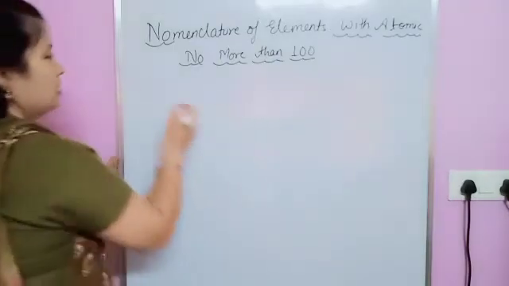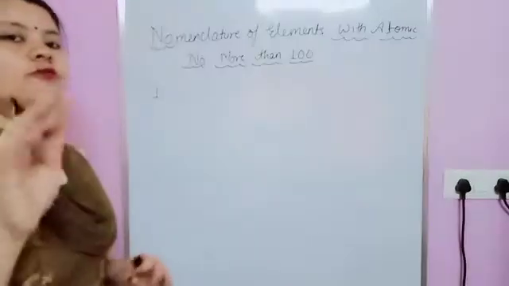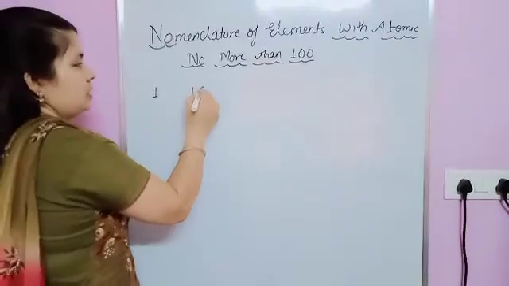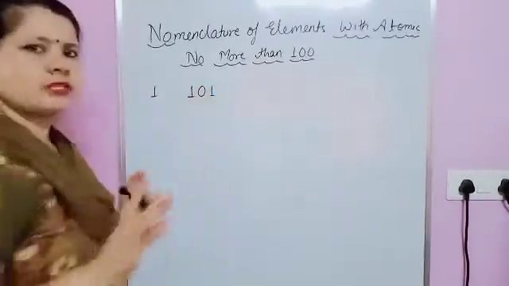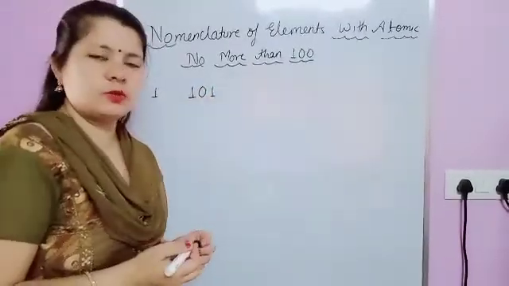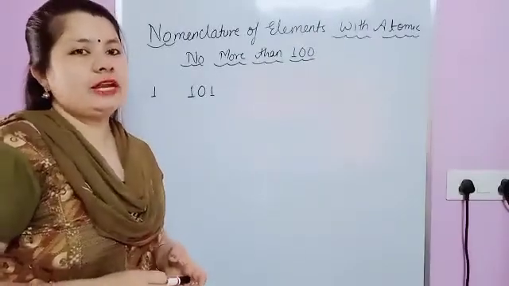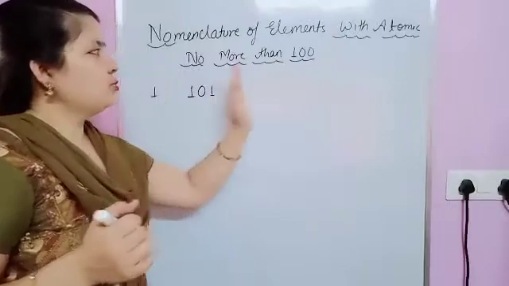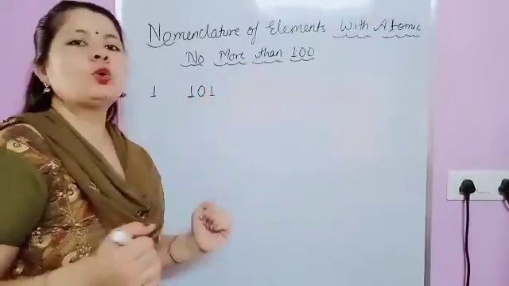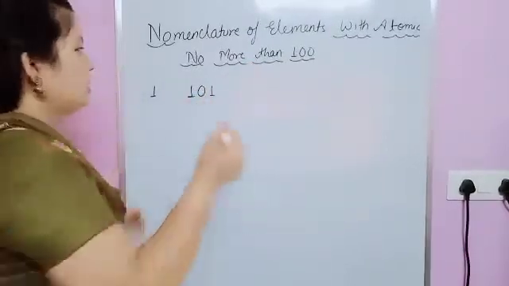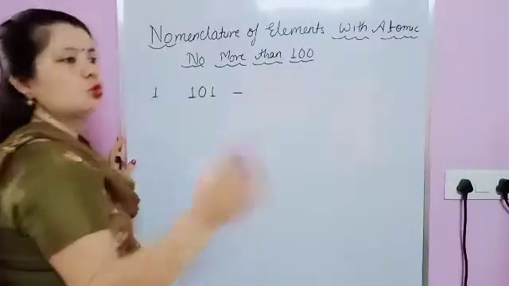Okay, Lucas. Now just see the nomenclature of the first one. That one is 101. The 3, 4 example or 5, 6 example I'll explain to you. After that it's your work. You have to write all the IUPAC names from 101 to 118. Now just see how to write 101.